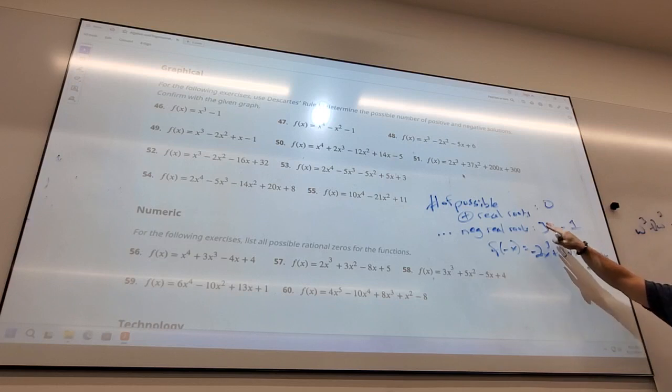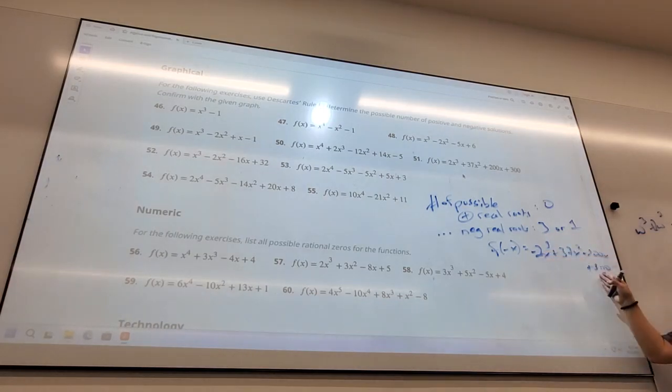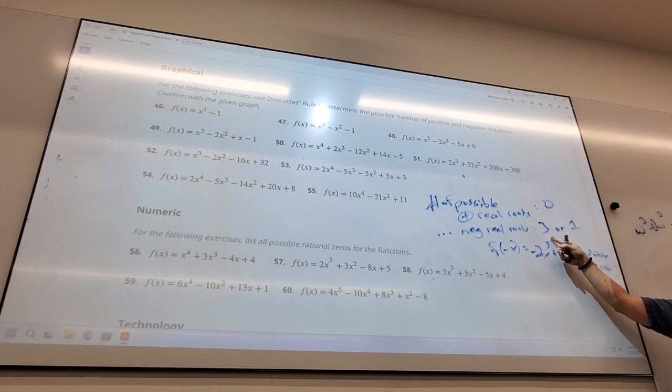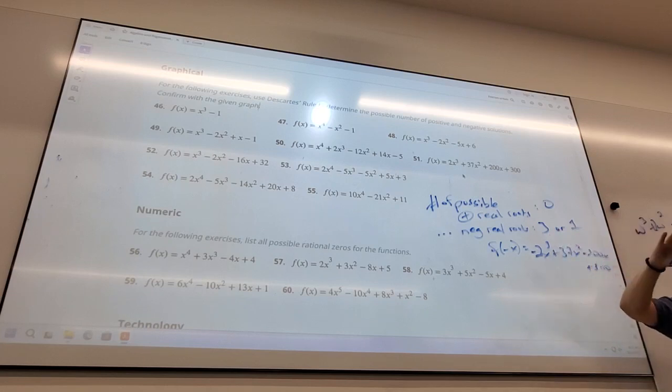Do you agree there are 3 sign changes? Yes. Okay, so if it isn't real, it must be imaginary, complex. So either they're all real, and like we just said, could we have 1 complex answer?